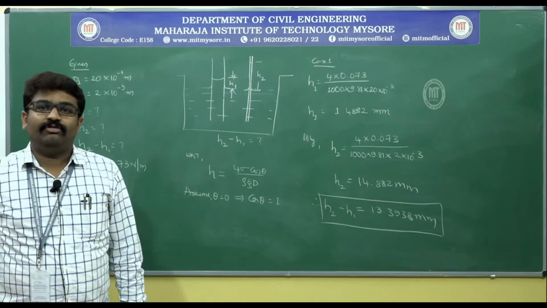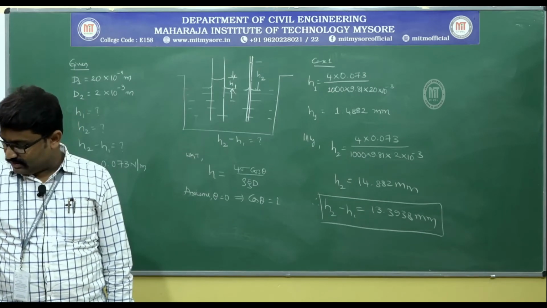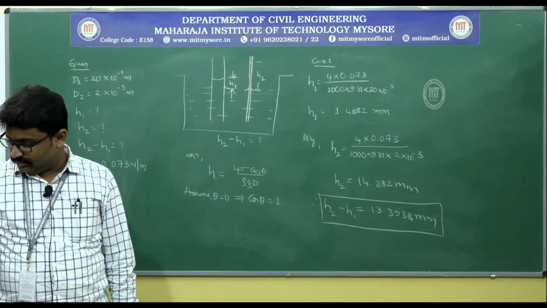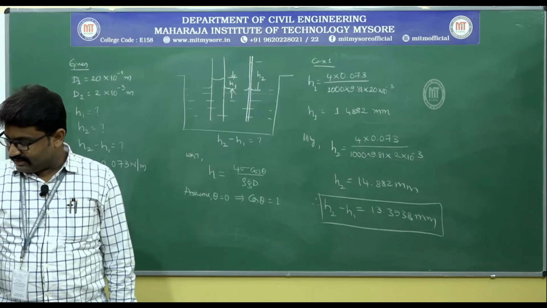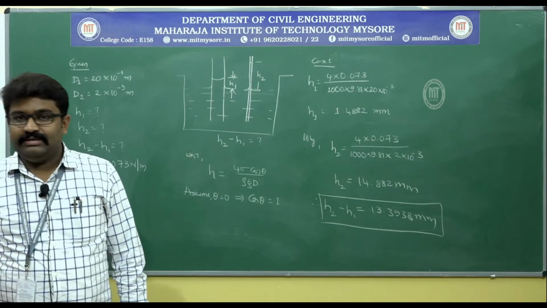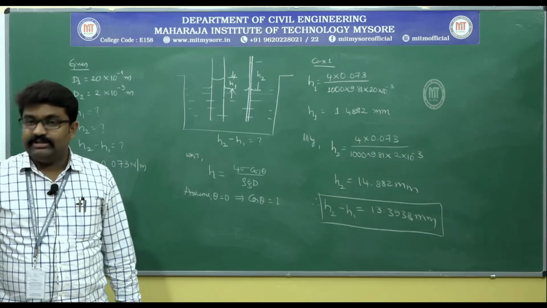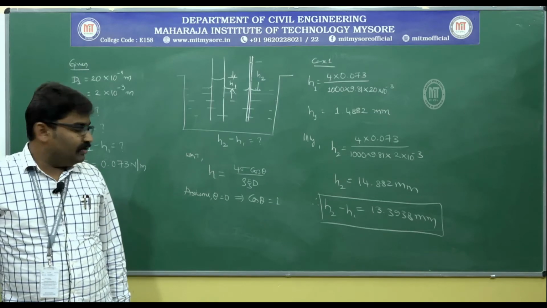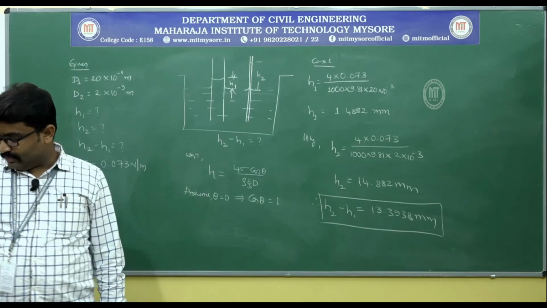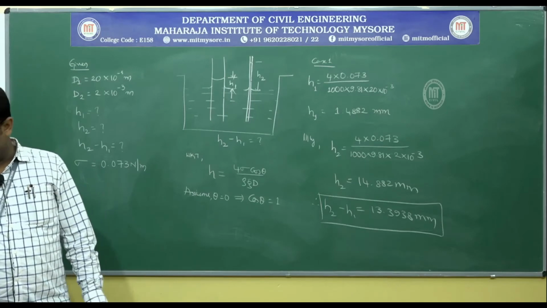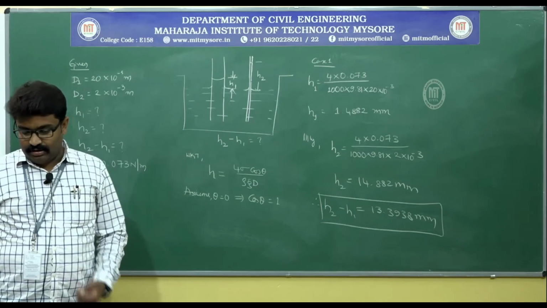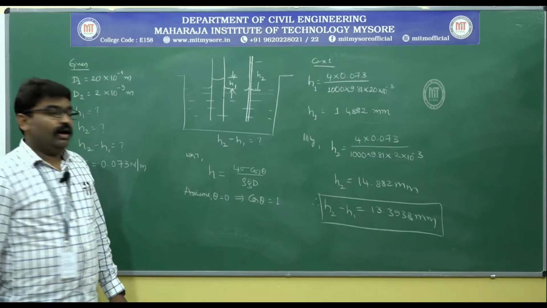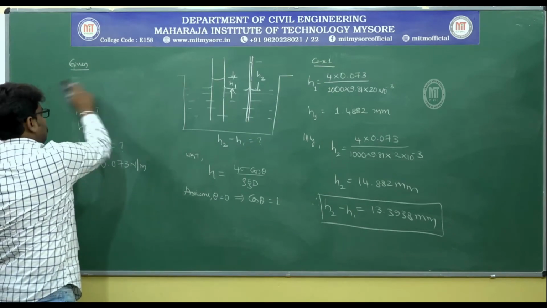in the tube. Take surface tension of water as 0.075 Newton per meter, and theta is equal to 60 degrees. What will be the percentage change?